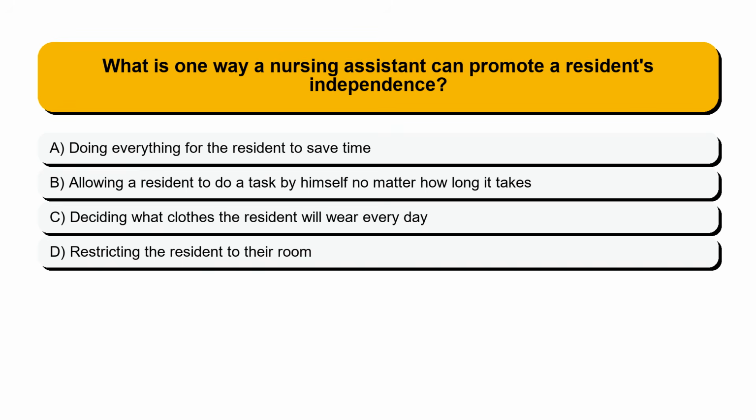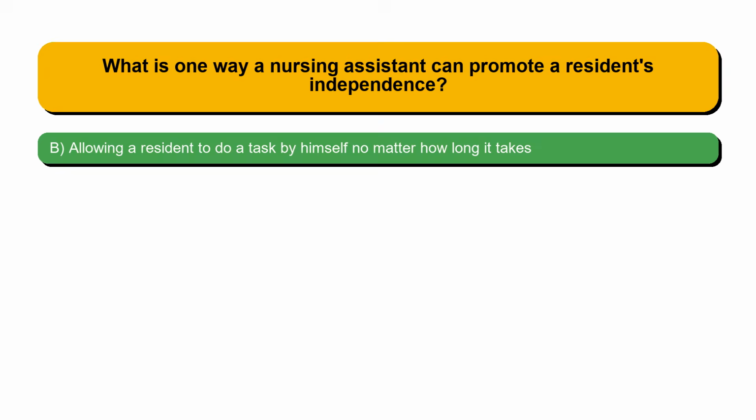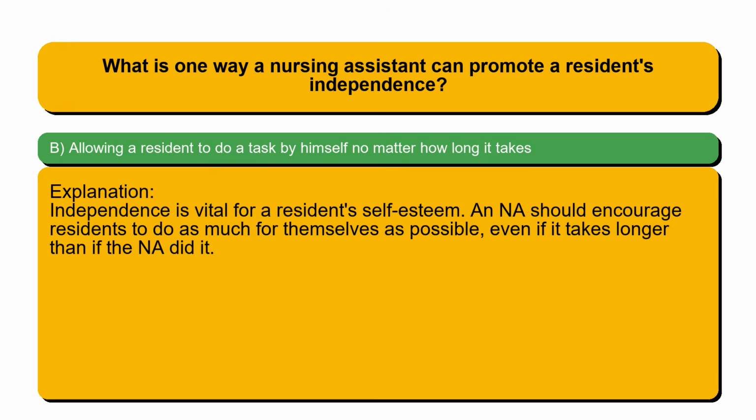Option B, allowing a resident to do a task by himself no matter how long it takes. Option C, deciding what clothes the resident will wear every day. Option D, restricting the resident to their room. The correct answer is option B, allowing a resident to do a task by himself no matter how long it takes. Independence is vital for a resident's self-esteem, and NAs should encourage residents to do as much for themselves as possible, even if it takes longer than if the NA did it.